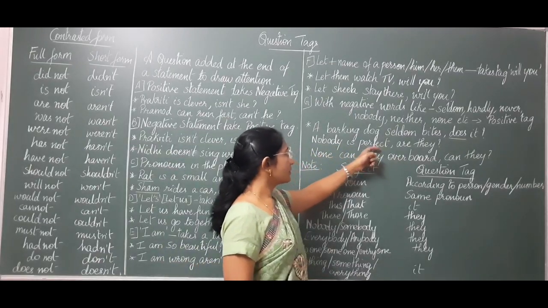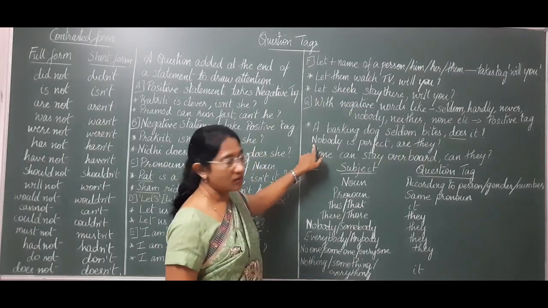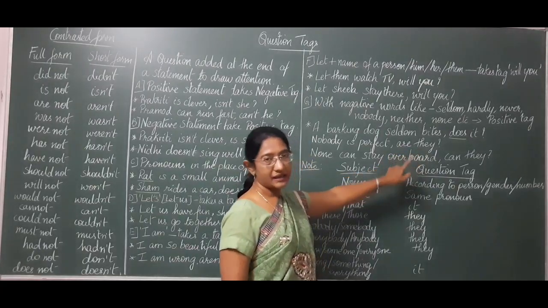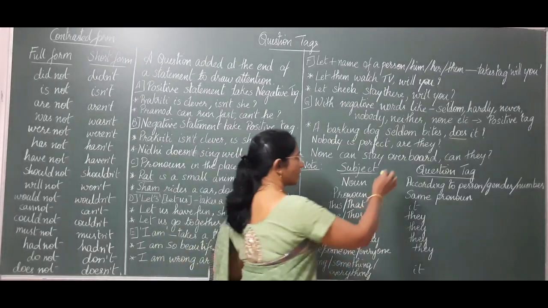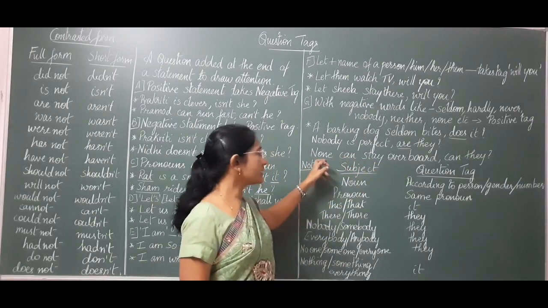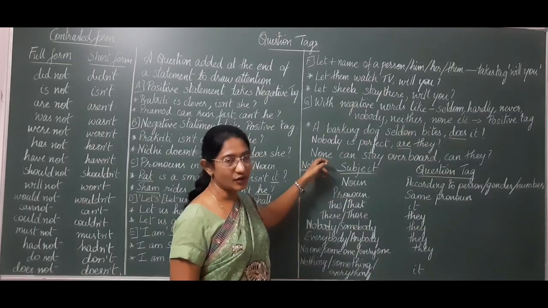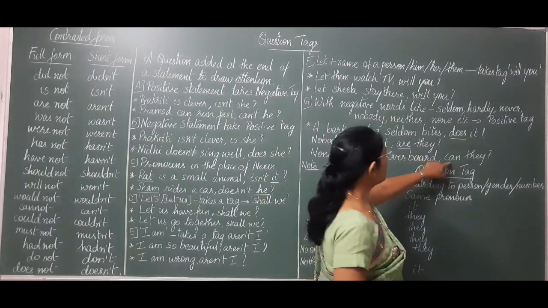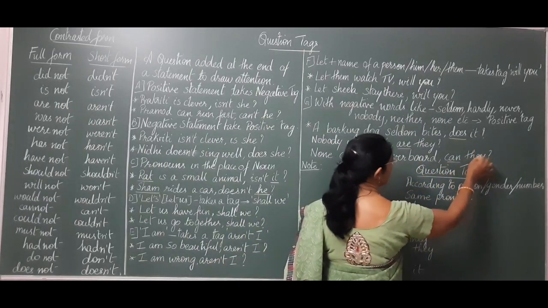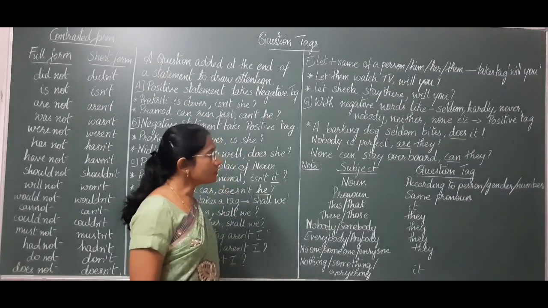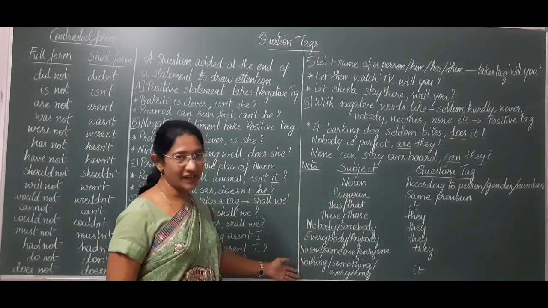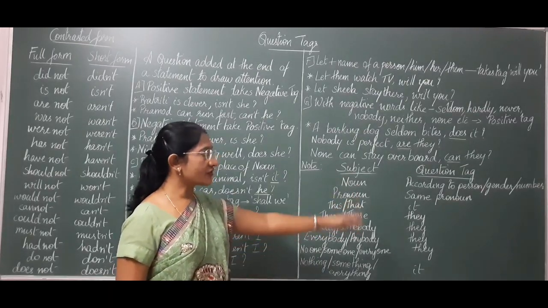Nobody is perfect is a negative term where we are using the word no. Nobody is perfect. Are they? Are is a positive term. Are they is a positive tag and end up with a question mark. None can stay overboard. None is a negative term and gives a negative sense of the statement. So, we take a positive of the same auxiliary. None can. So, same auxiliary is taken as a positive tag. Can they? So, we got to note wherever you find these words or these forms in the subject place of the statement, the tag would be of such kind.